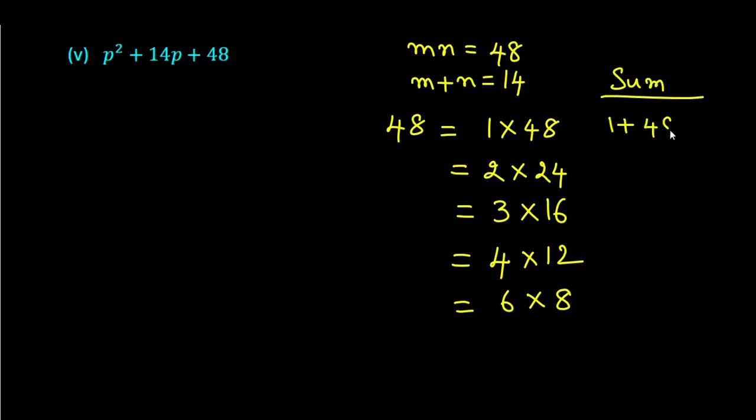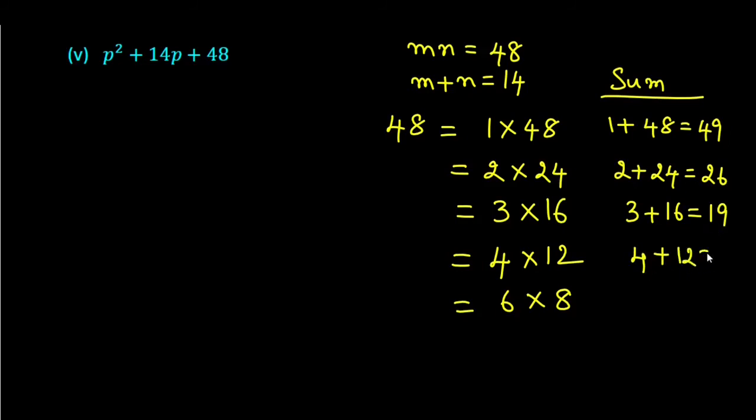1 plus 48 is 49. 2 plus 24 is 26. 3 plus 16 is 19. 4 plus 12 is 16. 6 plus 8 is 14. So 6 and 8 are the right choice of pair of factors.